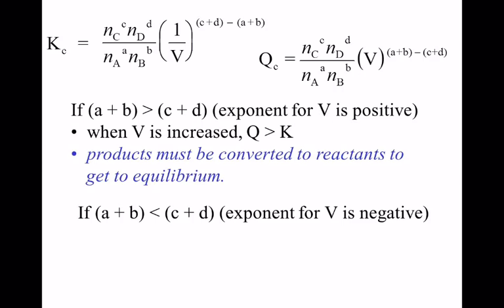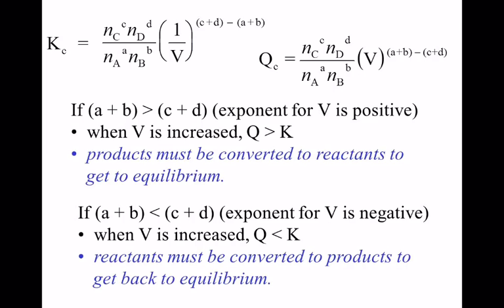If instead your exponent of V is negative, which will be the case if the sum of your stoichiometric coefficients of A and B is less than the sum of your stoichiometric coefficients of C and D, you're going to get a negative exponent. And if that's the case, then when you increase volume, you're going to decrease your Qc. Your reaction quotient is going to be less than your Kc. And if that's the case, what we said is you have too many reactants, and your reactants need to go to form products.